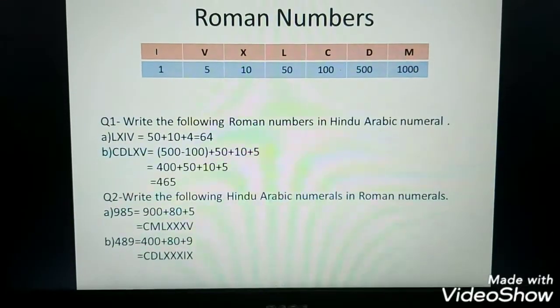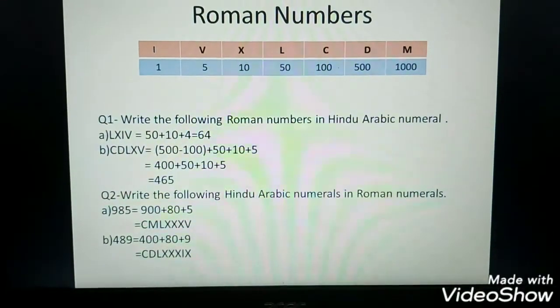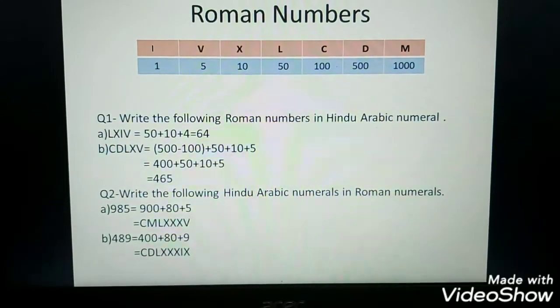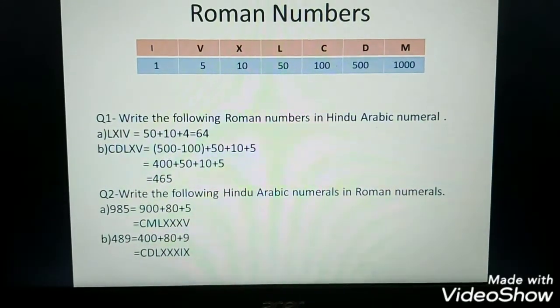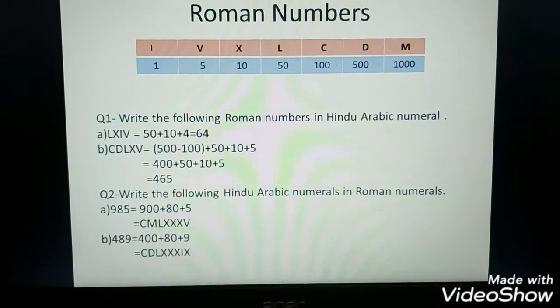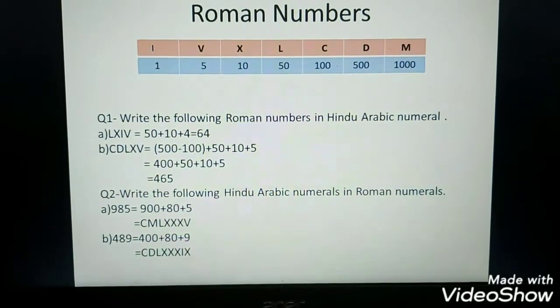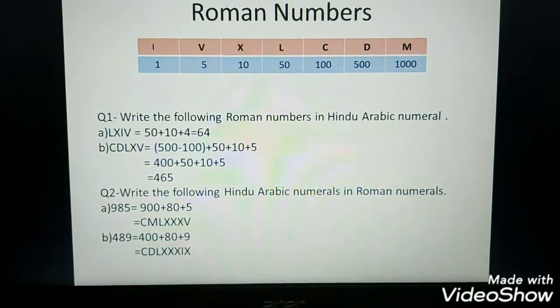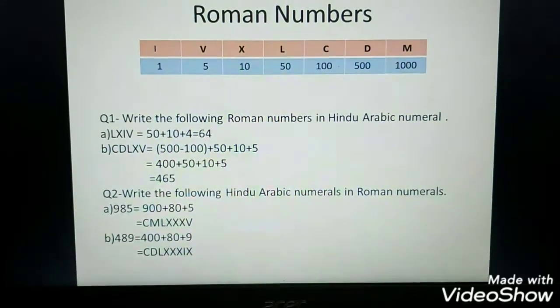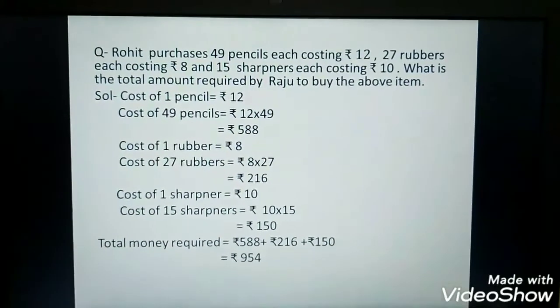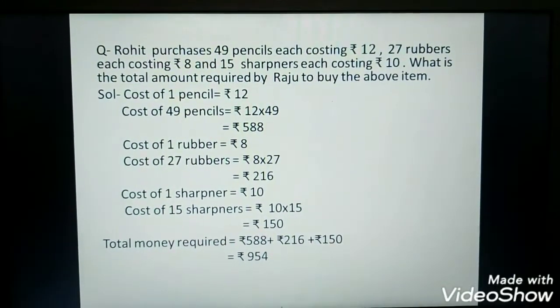Now the B part is 489. Again write this number in the expanded form. 400 plus 80 plus 9. Now how will you write 400? CD. Plus 80, so how will you write 80? LXXX, and 9, IX. So the required answer is CDLXXXIX.